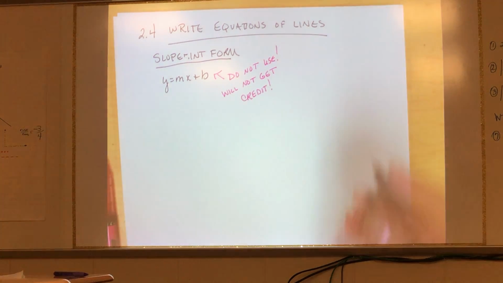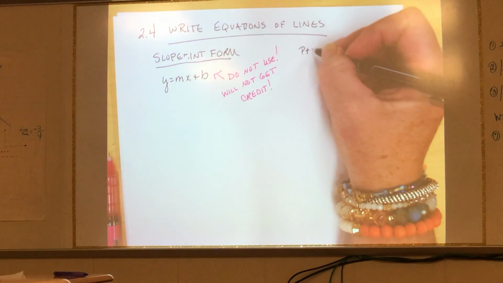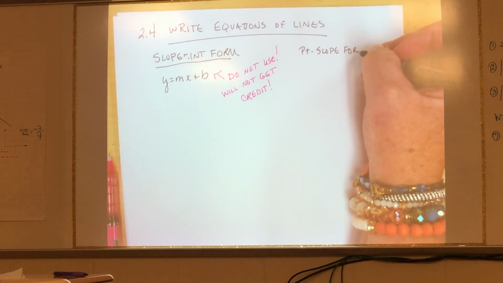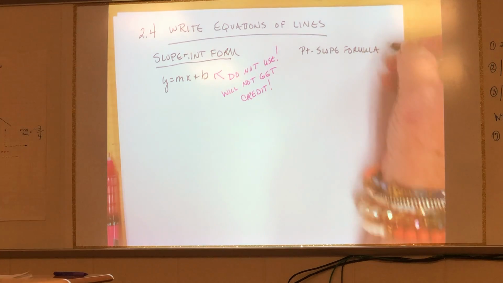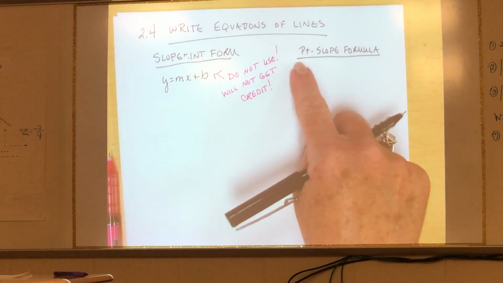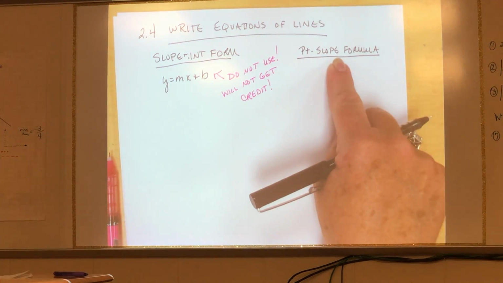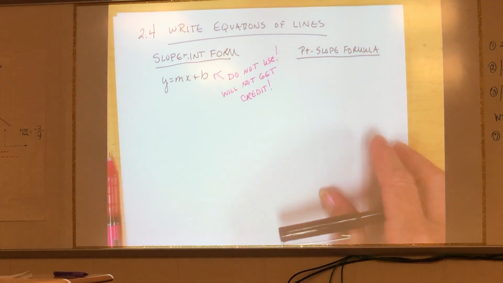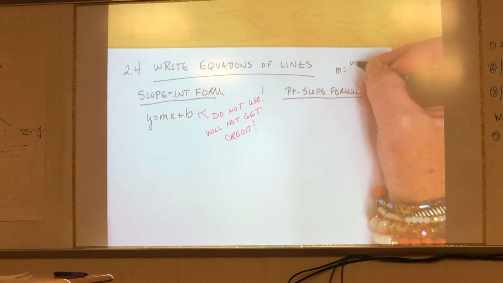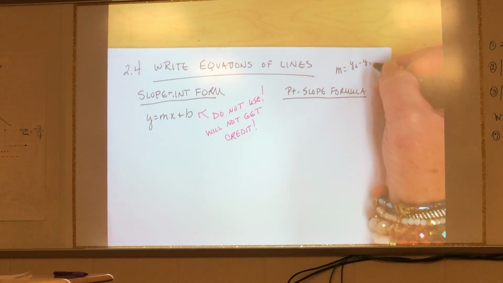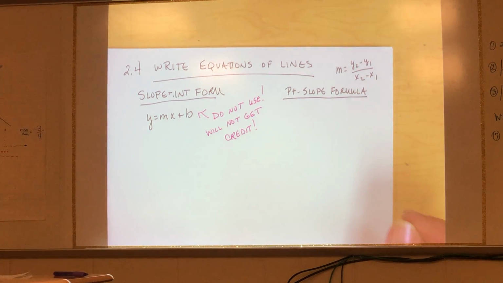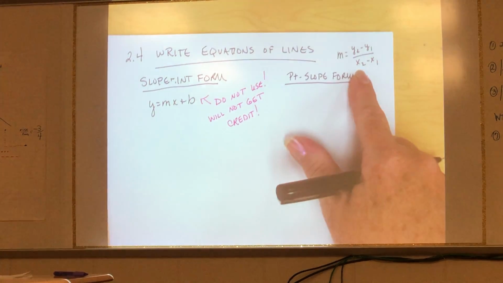We're going to use what's called the point slope formula. Now guess why they call it the point slope formula? Because it's what you use when you have a point and a slope. Doesn't that make sense? Okay, now watch this. Do y'all remember what the slope formula is? Y sub 2 minus y sub 1 over x sub 2 minus x sub 1. Do y'all remember that? Okay, so watch what I'm going to do.